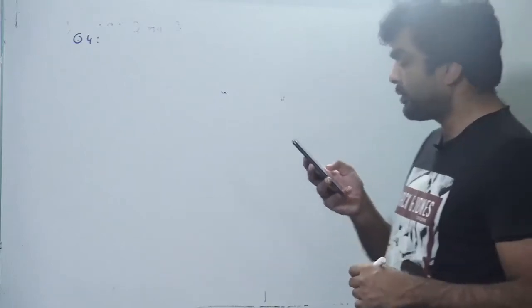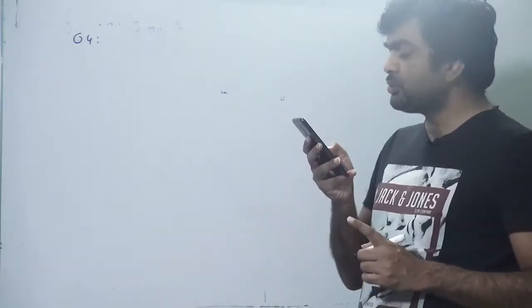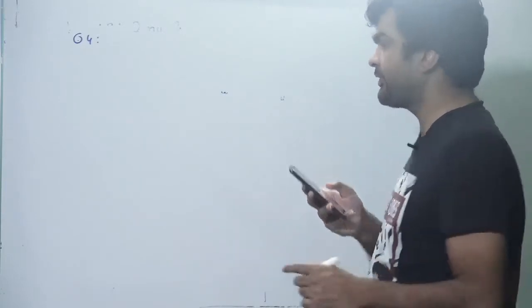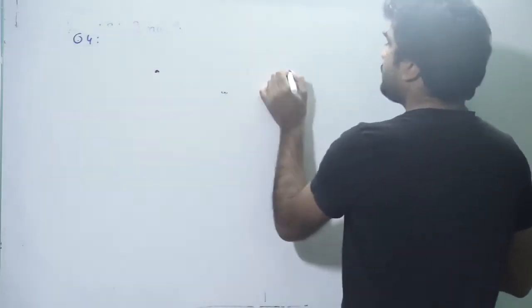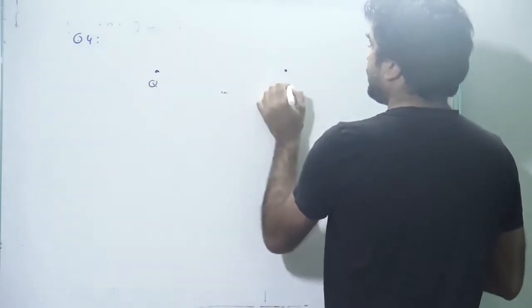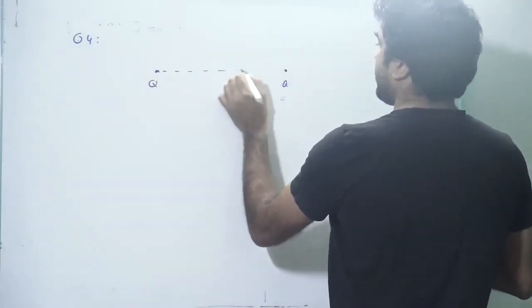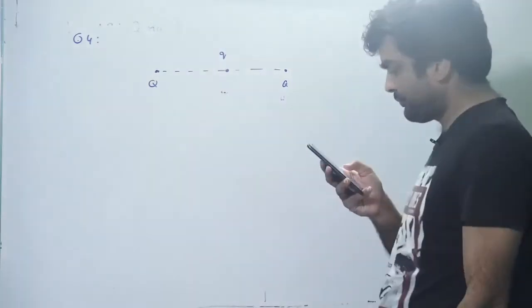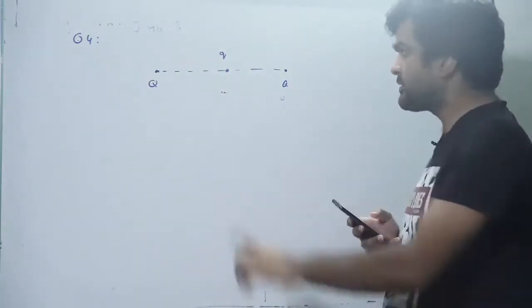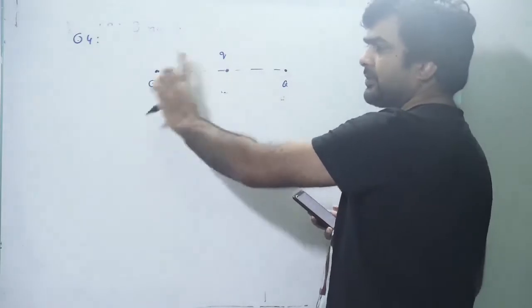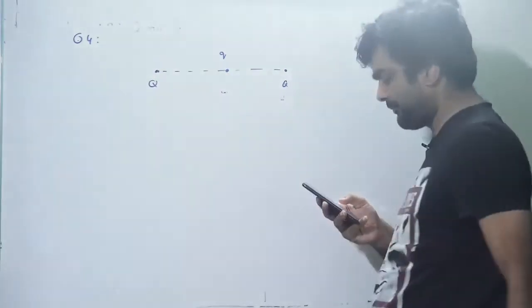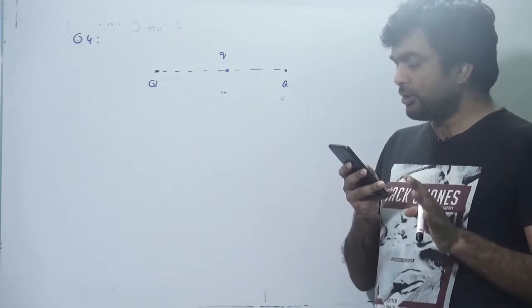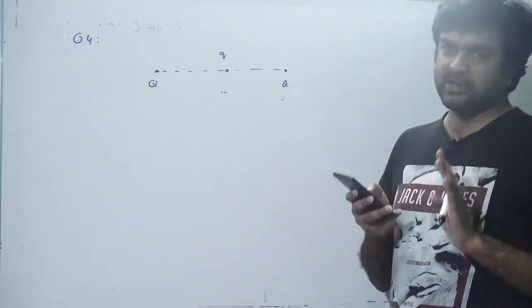So question number 4 is, midway between two equal and similar charges, we place a third equal and similar charge. So there are two equal charges, Q and Q, and at the center we place a similar charge Q. Similar means if these two are positive, this will also be positive. If these two are negative, this will also be negative. Which of the following statements is correct concerning the equilibrium along the line joining the charges?